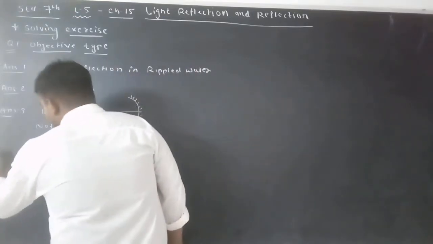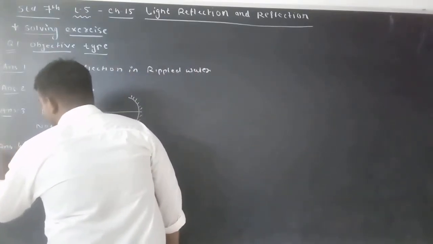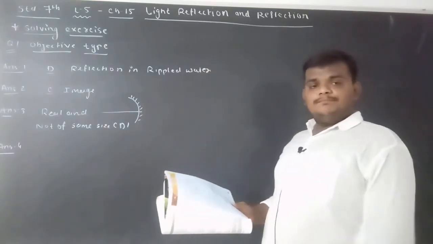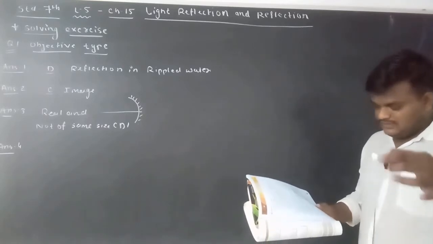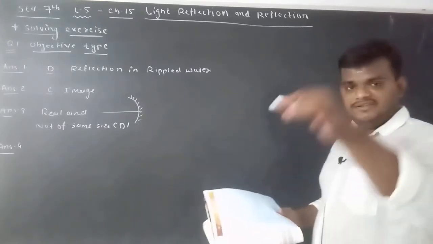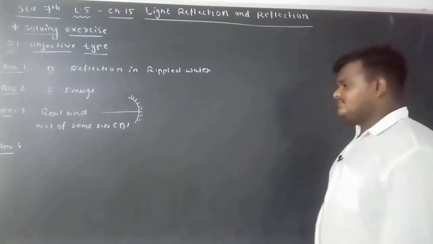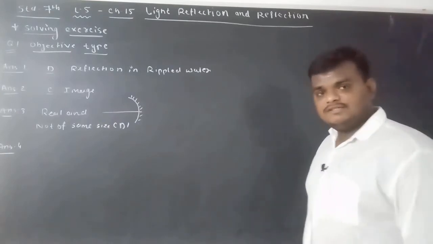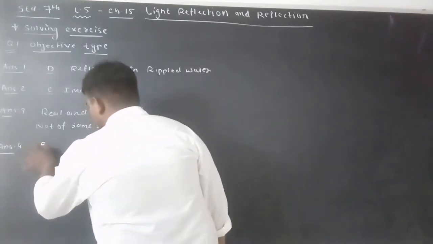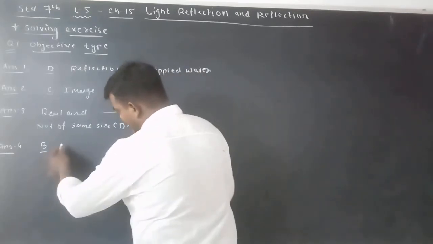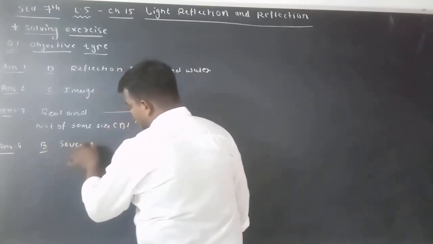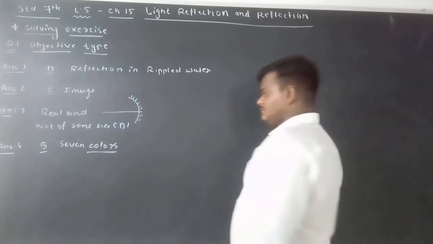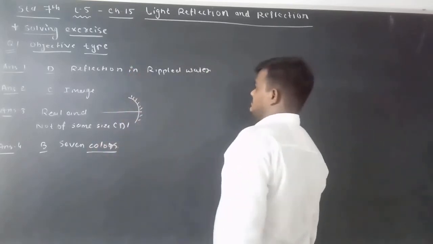Now question number 4. I am writing here the answer, and I am reading here. White light is composed of blank colors. Option A 6 colors, B 7 colors, C 9 colors, and D 3 colors. We know that white light is made up of 7 different colors. So the right option is B, 7 colors. It is made up of 7 colors. So this was our MCQ session.